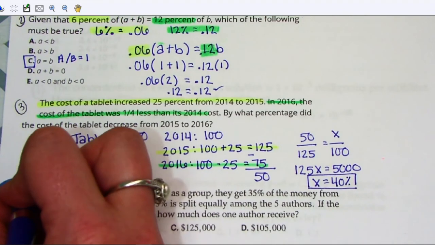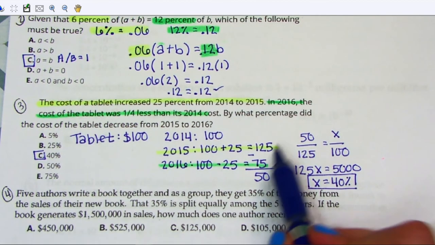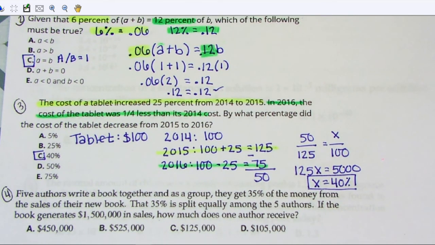So it is C. That problem can be a little tricky because you want to make sure that you're using the 2015 year to have it be a little bit easier and make a little more sense. Okay, so this is where we'll pause for today.